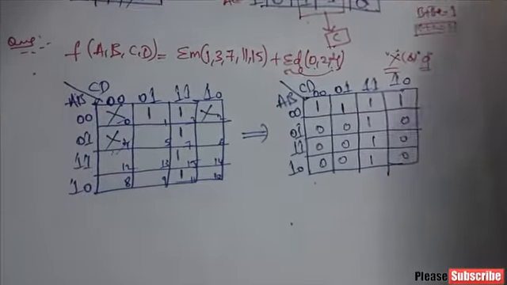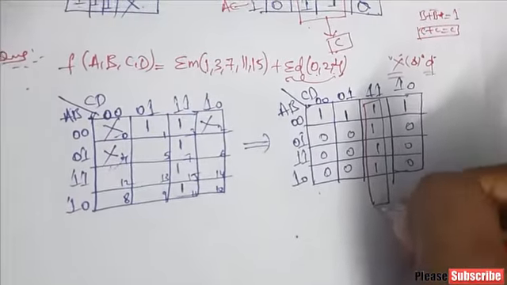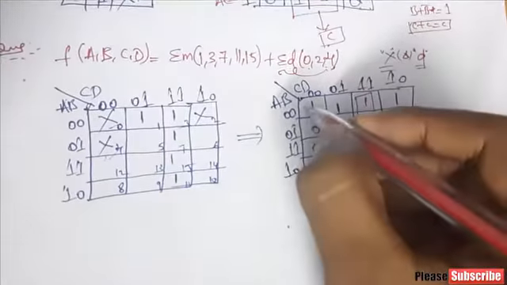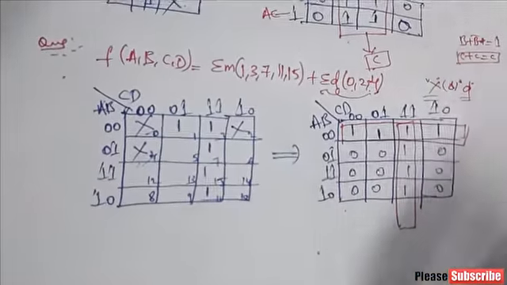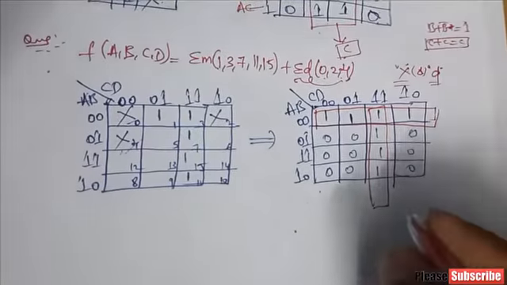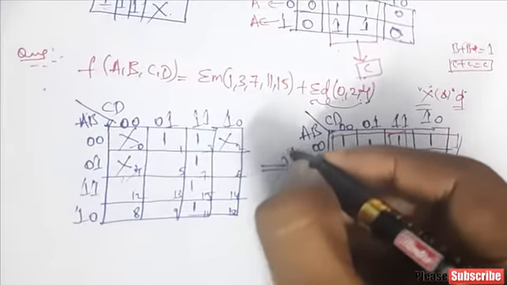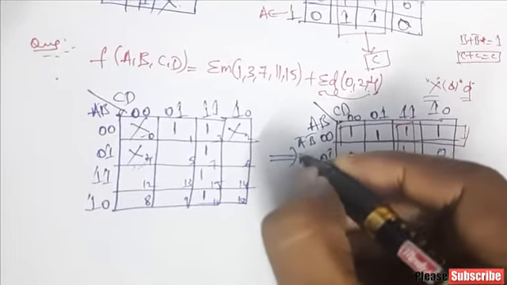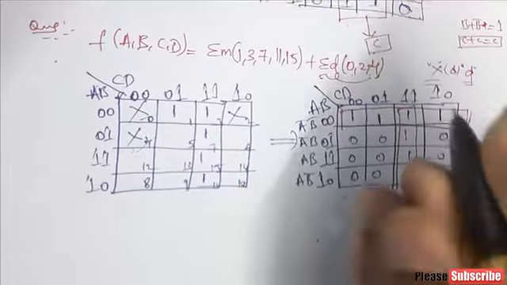Here you will see this will form one quad, and this will form another quad. Hence the output will be for this. This will be the A bar B bar, A bar B, A B, A B bar.